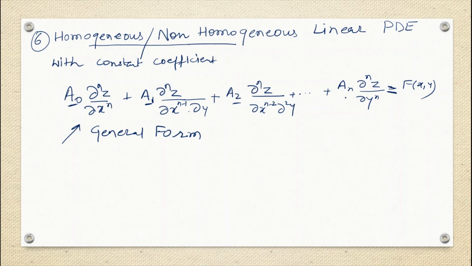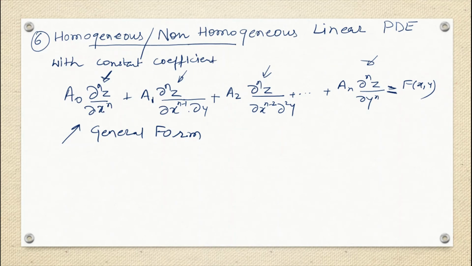This a0, a1, a2, an are all constants, okay. So that means this is the general form of a linear PDE with constant coefficients. But if we see that in this equation all the partial derivatives have the same order, then it will be called a homogeneous linear PDE. Okay. So here you will see that this is the partial derivative in this term. Here also a partial derivative, in all terms we can see the partial derivatives. All partial derivatives have the same order.